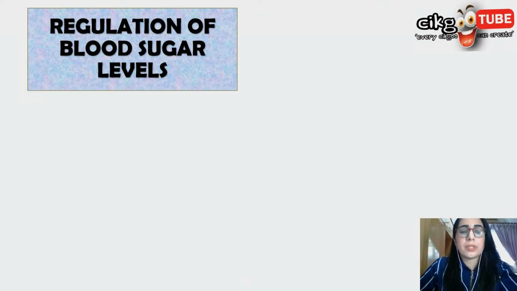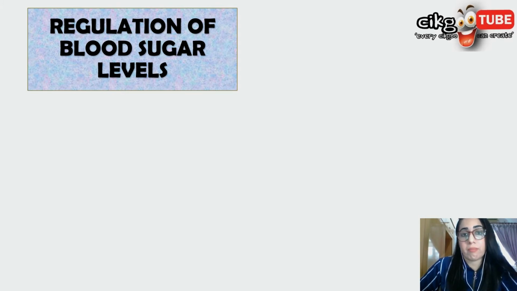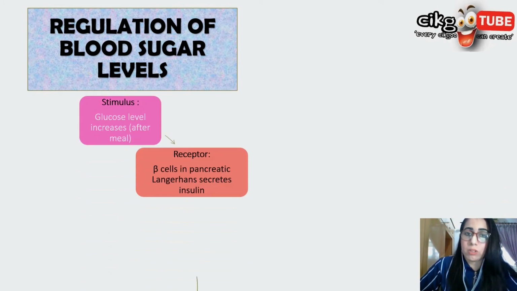Now let's look at the regulation of blood sugar level. Now, the normal blood sugar level or glucose level is regulated at about 90 milligrams per 100 ml of blood, or in the range of 75 to 110 milligrams per 100 ml of blood. Now, the important structures involved in the regulation of the blood sugar level are the pancreas, liver, and also muscles.